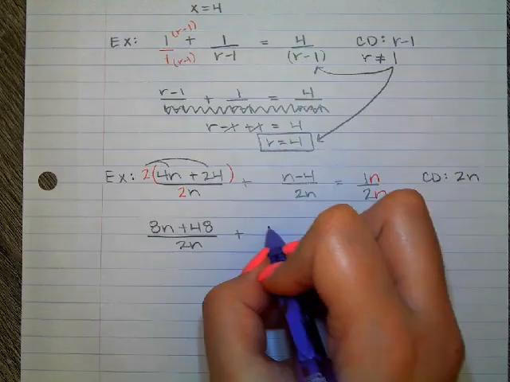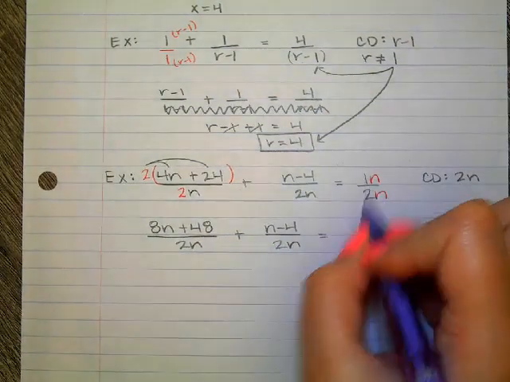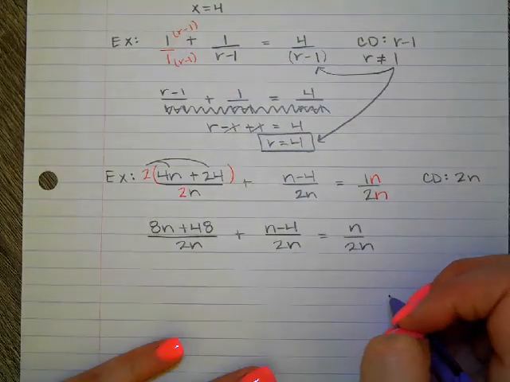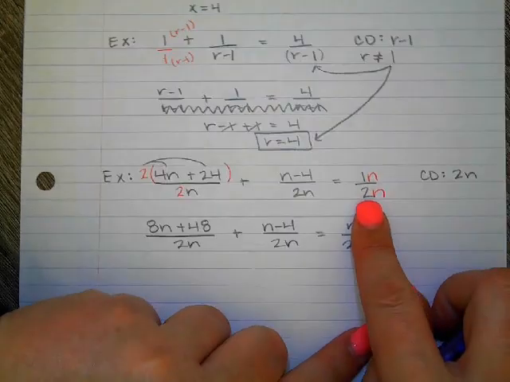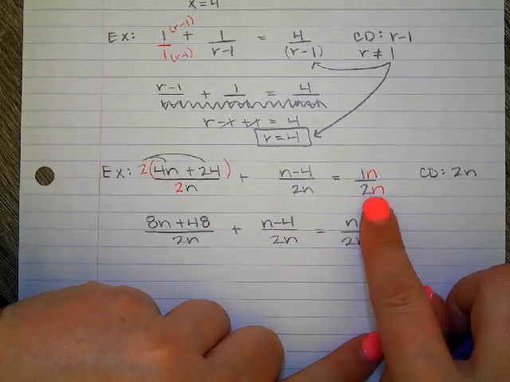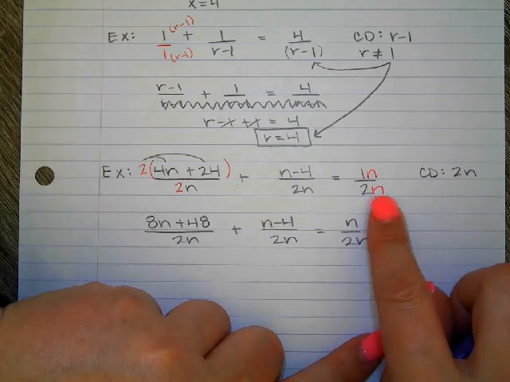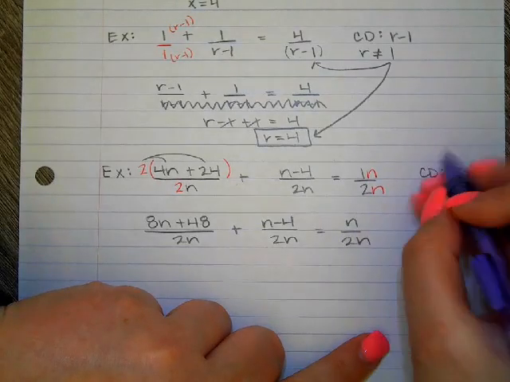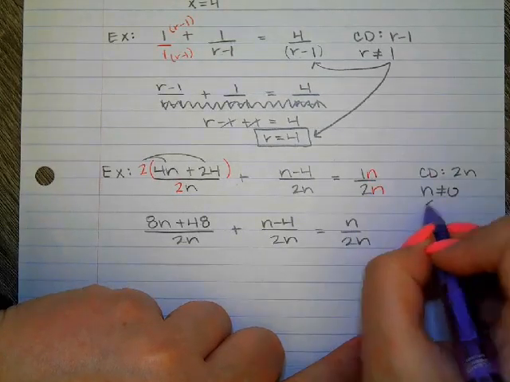We have n minus 4 over 2n. We have n over 2n. Okay, I've written it all out. Now, if you recall from when we did excluded values, anytime we have a monomial in the denominator, this is a monomial, it doesn't have parentheses, it doesn't have two terms, it's one term, that means the excluded value is 0, n cannot equal 0. Okay, so I got the excluded value from that.